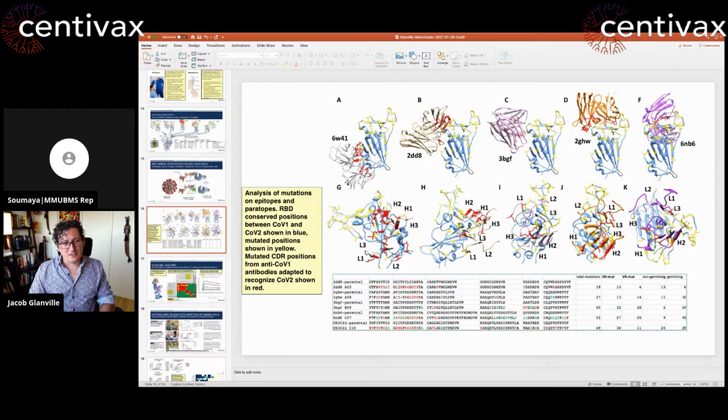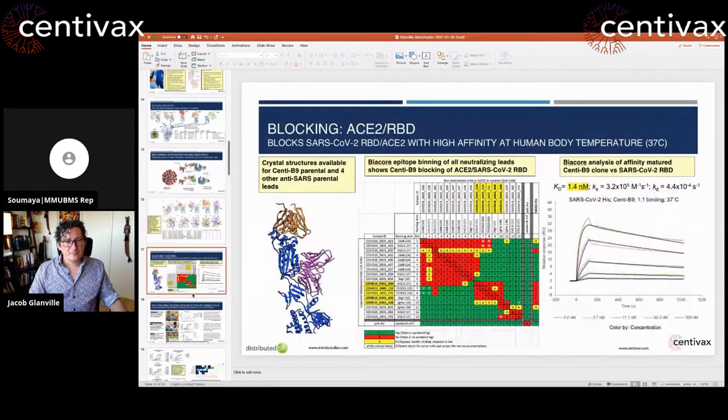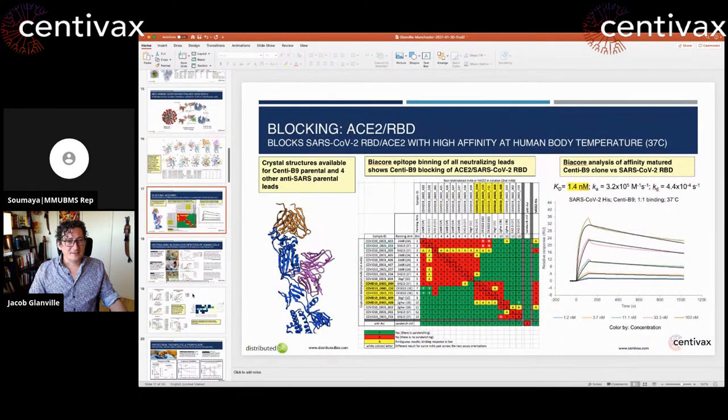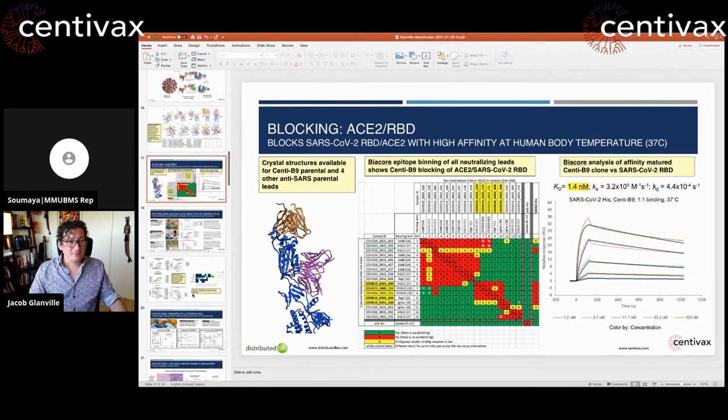We focused on CentiB9 as our favorite lead. This is highlighting a number of those mutations that we applied to the antibodies. And we learned a lot in the process about what it takes to adapt specificity from one virus to the next. And we've convinced ourselves that this is a generally effective technique that we could apply to other viral outbreaks. The antibodies bind the same location by binning studies before and after optimization, and they bind with quite high affinity. And in the process, we also thermostabilized the antibodies so that we can concentrate them.